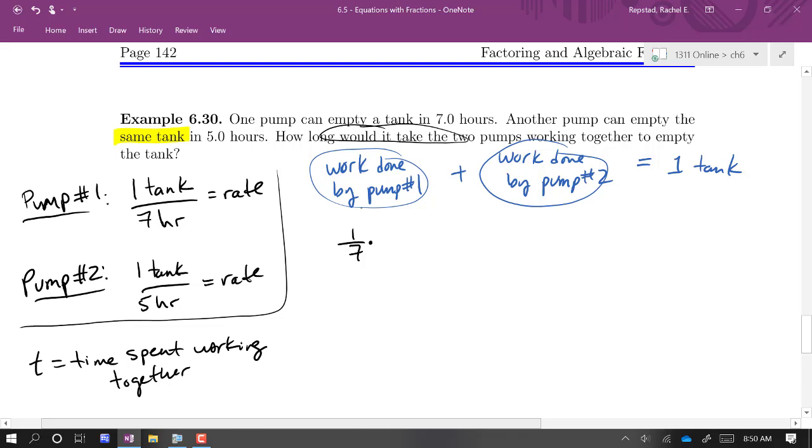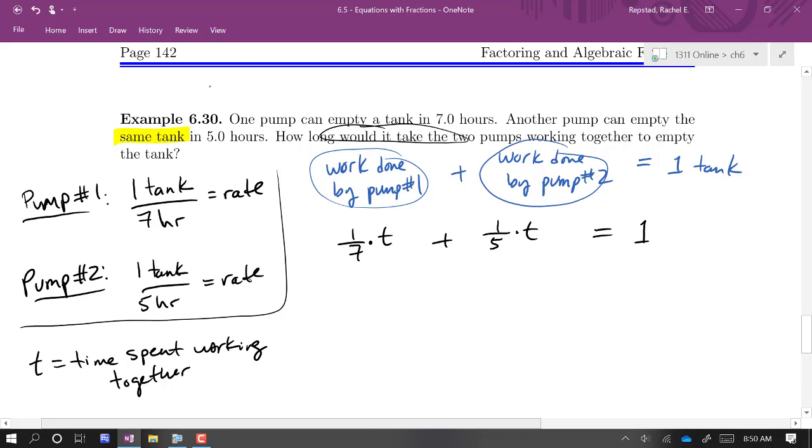So pump number 1 is working at the rate of 1/7 for t hours, plus pump number 2, its rate, one tank per 5 hours, so it's a rate of 1/5 times t hours, and that's equal to one tank. There's our equation that models this problem.